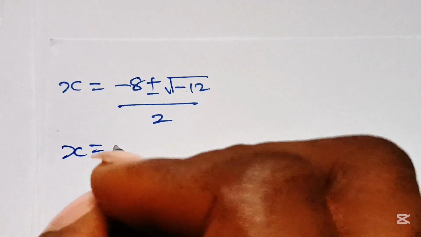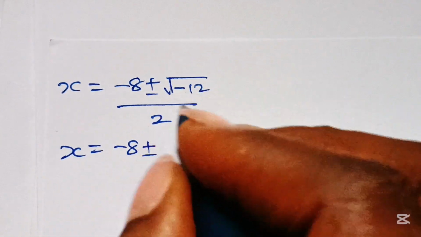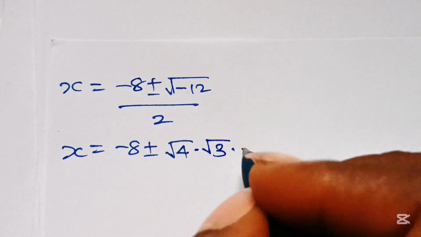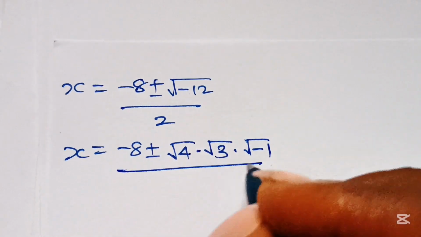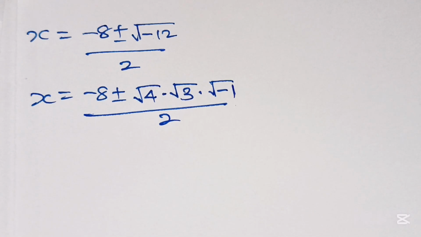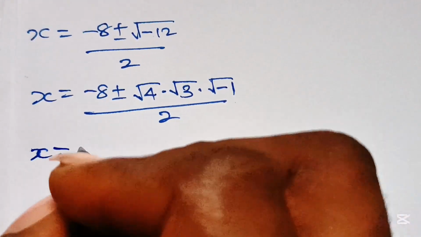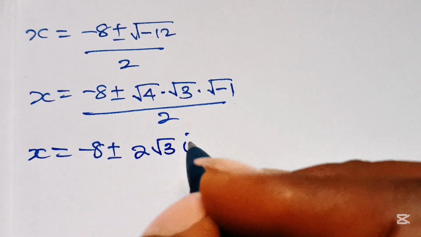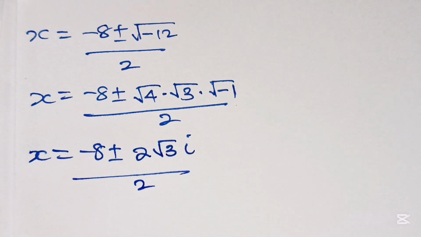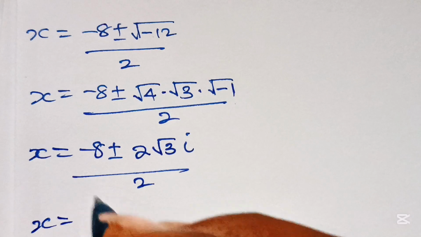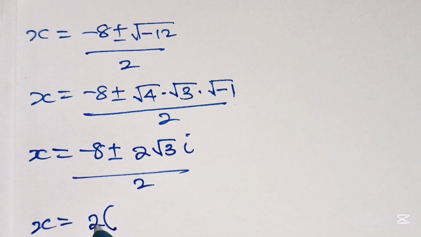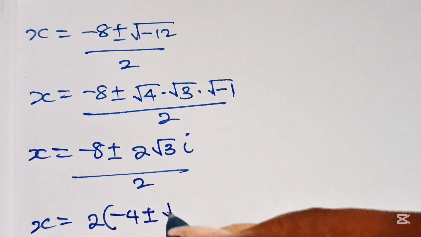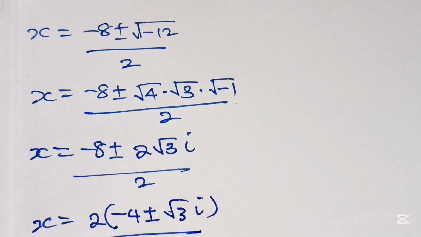Now x is equal to minus 8 plus or minus, this is the same thing as the square root of 4 multiplied by the square root of 3 multiplied by the square root of minus 1, everything divided by 2. So we have x is equal to minus 8 plus or minus 2 root 3i divided by 2. Let's factorize 2 out as well. Minus 8 divided by 2 is minus 4. Then 2 root 3i divided by 2 is root 3i.